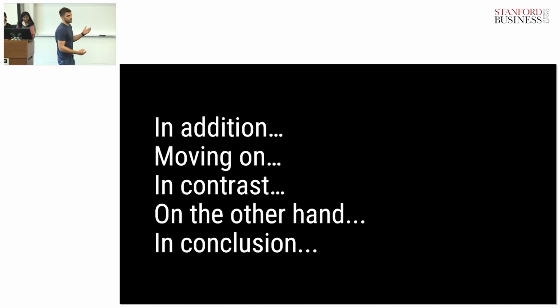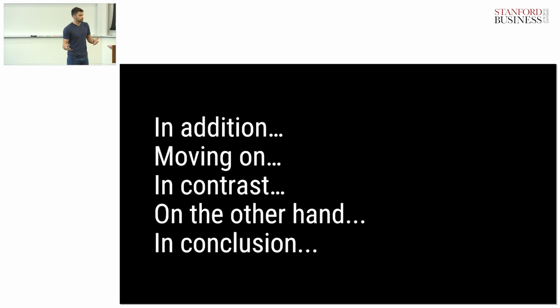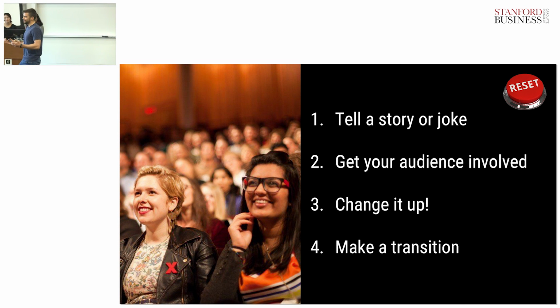So these are some of the common transitions that you can use. In addition, moving on, in contrast, or on the other hand. So, in conclusion, there are four ways that you can re-engage your audience. The first is to tell a joke or a story. Second, to get your audience involved, which could be giving them a poll or getting them to talk to each other. The third is to change it up, as Sush demonstrated, with maybe your voice or your presentation style. And last is to make a transition.